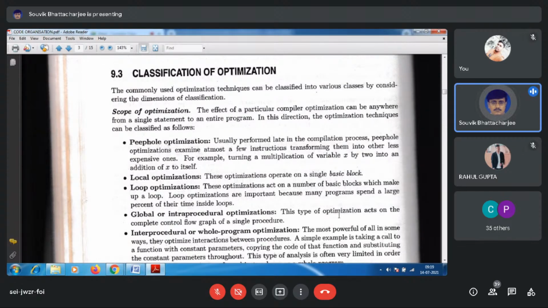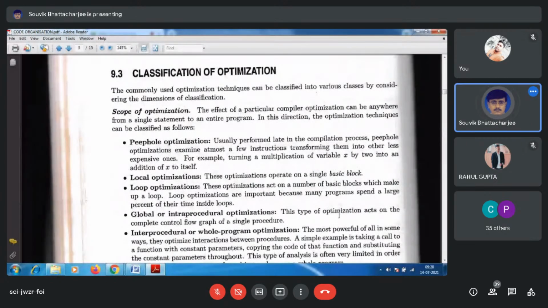You just see, the first one is the scope of the optimization. You need to consider that the effect of a particular compiler optimization can be anywhere from a single statement to an entire program. In this direction, optimization techniques can be classified, first, as peephole optimization. This is usually performed late in the compilation process, and peephole optimizations examine at most a few instructions, transforming them into other less expensive ones.